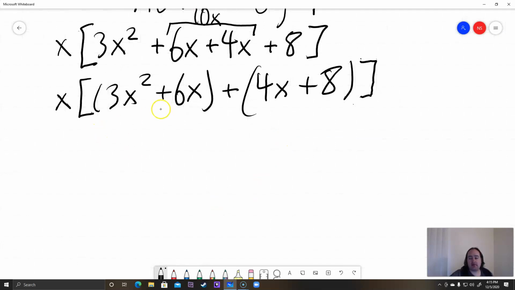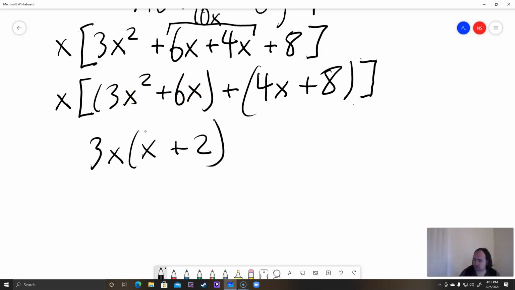Okay, and then we're going to go ahead and factor out the GCF from each group. So from the first group here, we can see that we have a 3 in common, and we also have an x in common. So we're going to factor out a 3x from the first group, and we'll be left with x plus 2. Now, how did I get x plus 2? Well, 3x times x is 3x squared, and 3x times 2 is 6x. And then from our second group here, with the 4x plus 8, the biggest number that goes into both 4 and 8 is going to be 4. Okay, so we're going to factor out a 4 from the second group, and we'll be left with x plus 2.